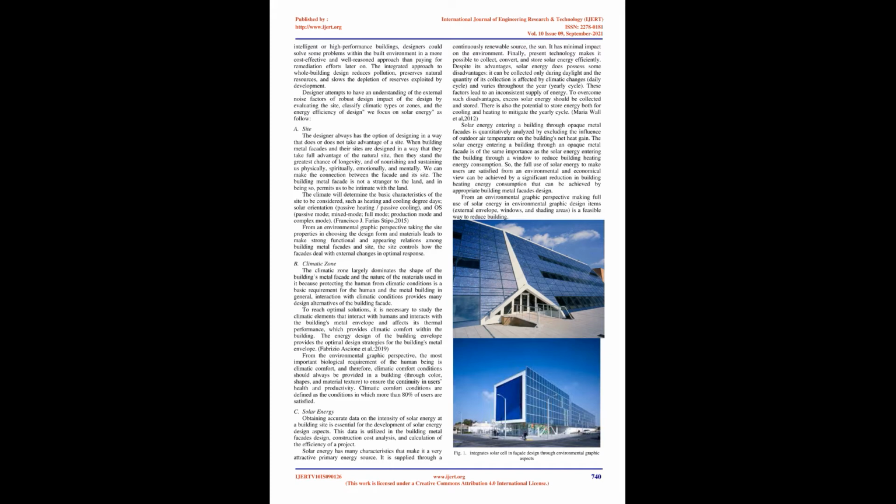functional and appearing relations among building metal facades and site. The site controls how the facades deal with external changes in optimal response. Climatic zone. The climatic zone largely dominates the shape of the building's metal facade and the nature of the materials used in it, because protecting the human from climatic conditions is a basic requirement for the human and the metal building in general. Interaction with climatic conditions provides many design alternatives of the building facade.